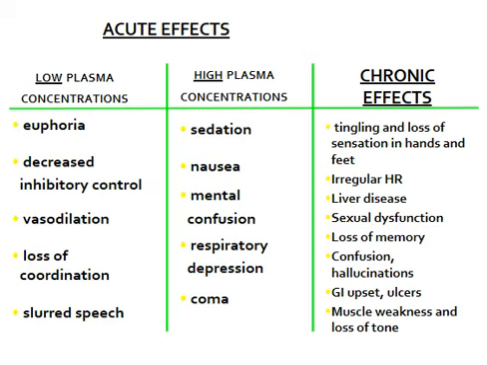And of course, we had previously mentioned some of the acute versus the chronic effects in different capacities in some of these cases that we've talked about. At low concentrations, there's a sense of euphoria, and you see the production of disinhibition. You can see some local vasodilation, and of course, a minor loss of coordination and some slurred speech.